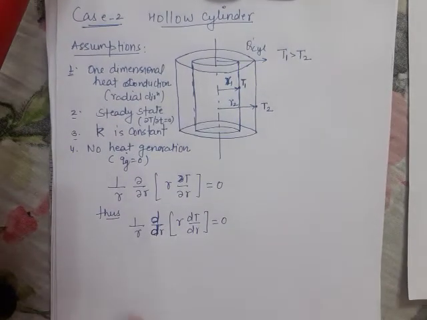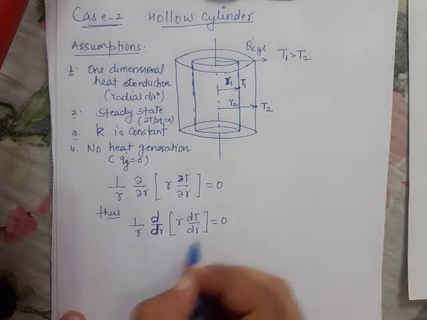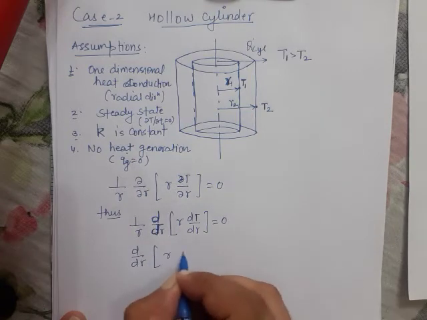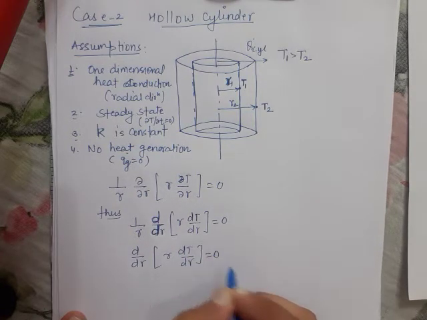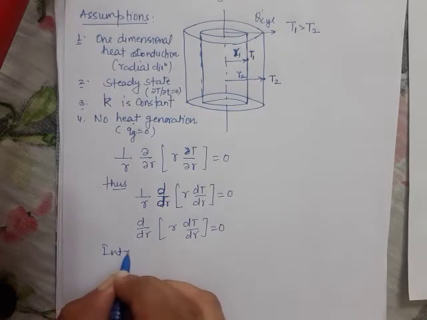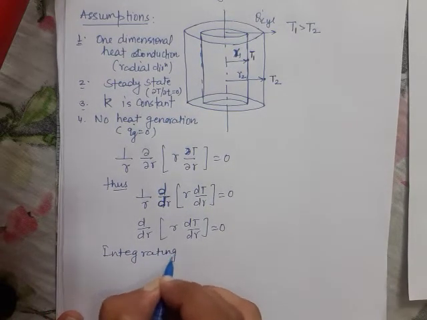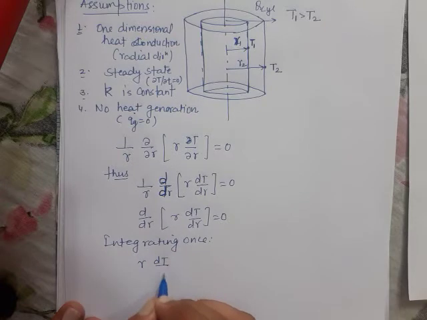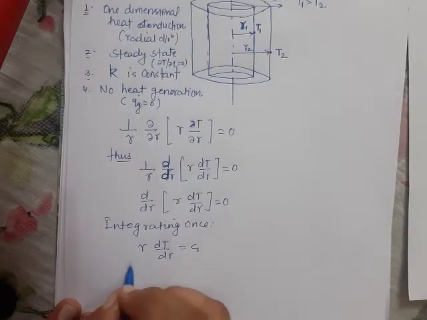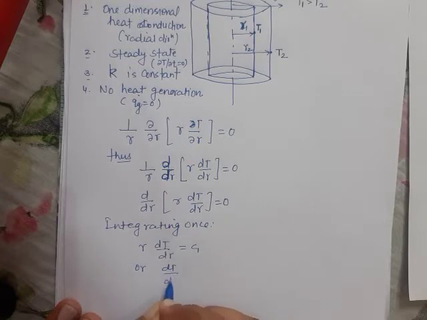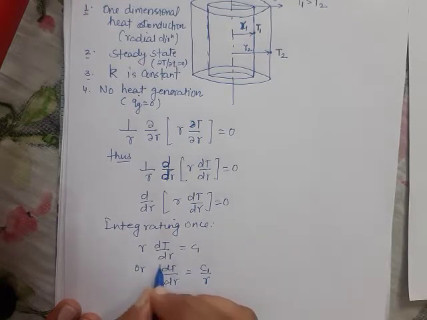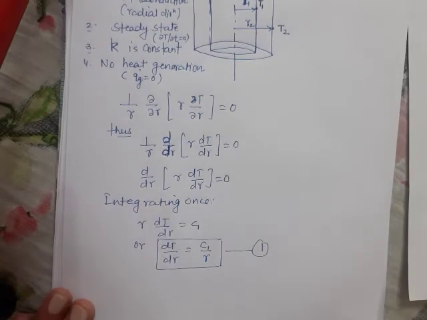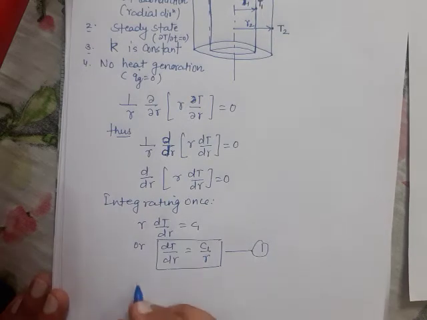Now we need to integrate this equation. First of all, the 1 by r is sent to the other side, so the equation becomes d upon dr of r dT upon dr equals 0. Integrating once, we have r dT upon dr equals C1, or dT upon dr equals C1 by r. This is the equation of the temperature gradient, equation number 1. Now let's integrate this equation once again.